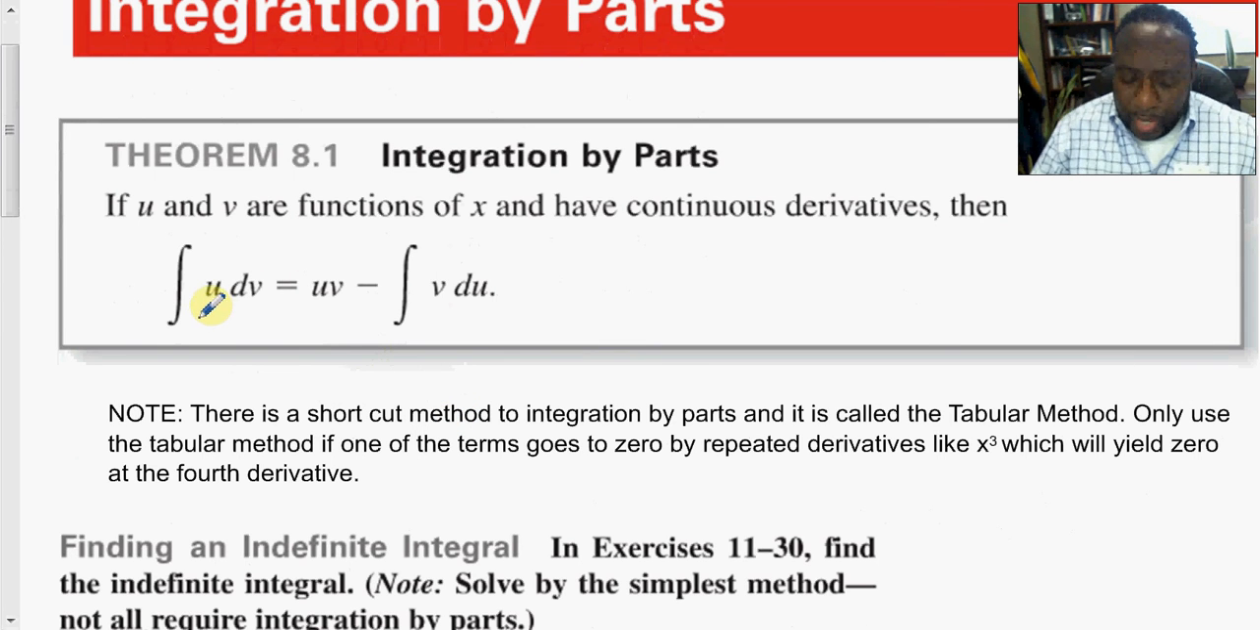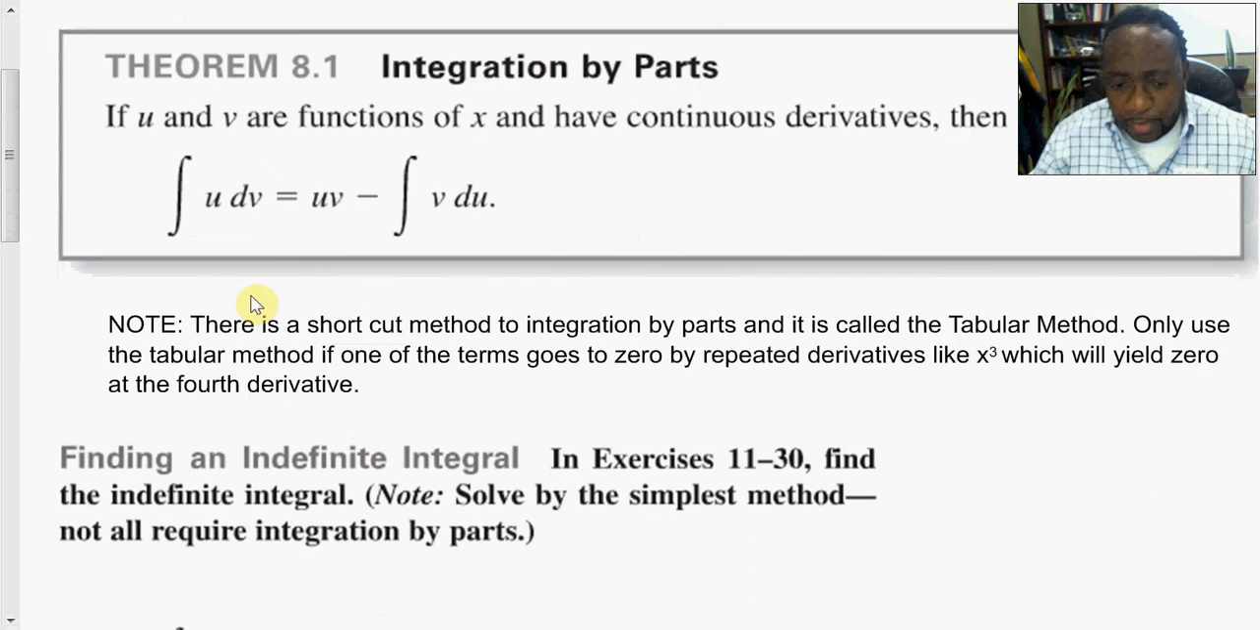So you identify u and dv, and then from u you need to be able to find its derivative du, and from dv you need to be able to integrate it to get v. So you identify u and dv, and then you do two things. You find the derivative of u, and you find the integral of dv.